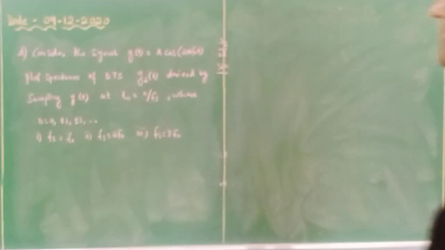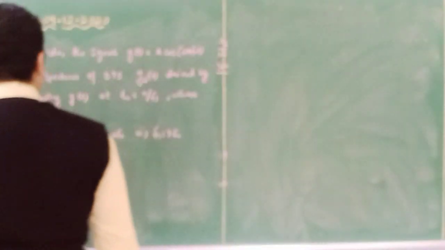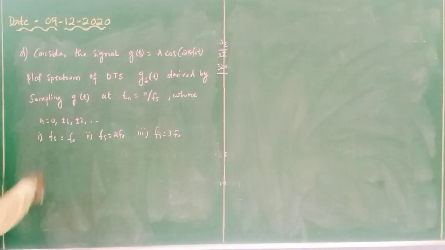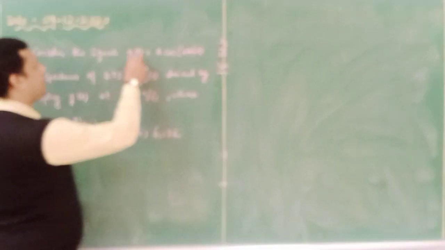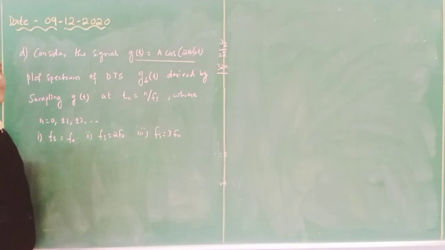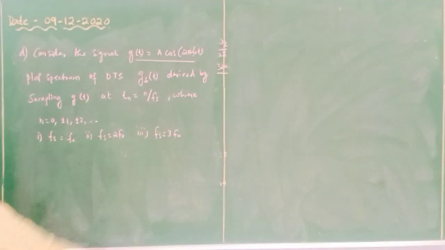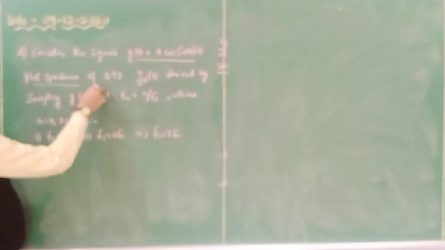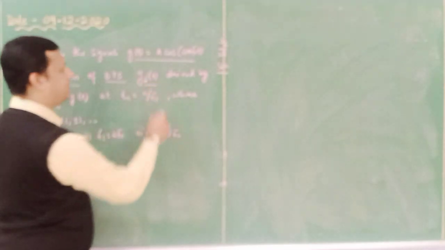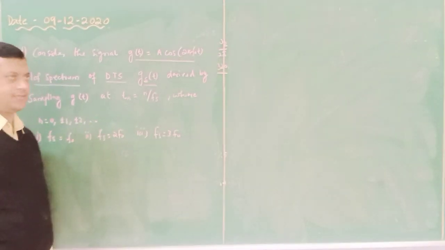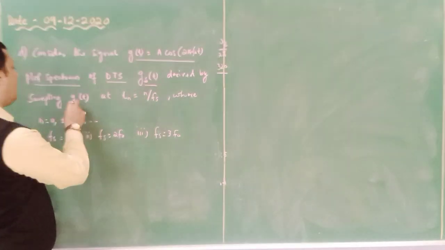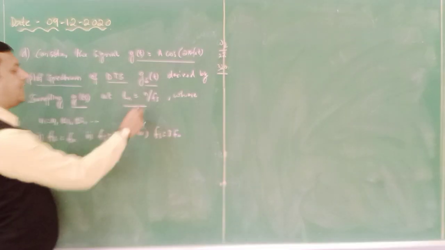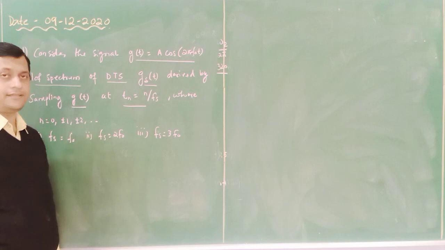Okay, so this is one more question. Here the question is: consider a signal g(t) = A cos 2πf₀t. Plot the spectrum for the discrete-time signal, meaning the sampled signal, the instantaneous-sampled signal g_δ(t), derived by sampling g(t) at the rate of fs.